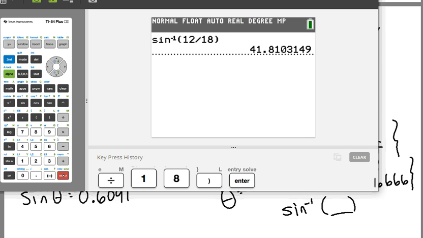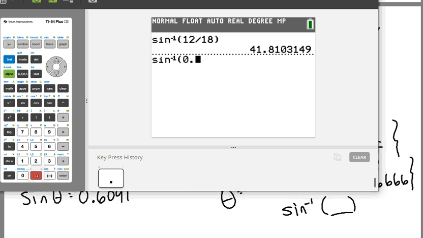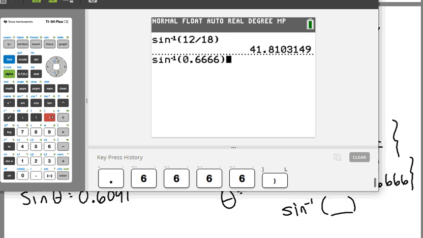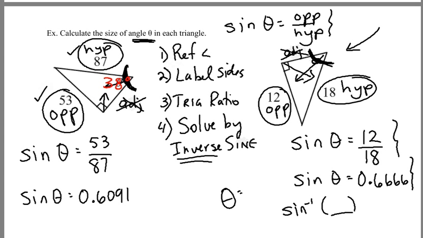So, second function sine, 12 divided by 18, close your bracket, 41.8 or a 42-degree angle. The other possibility, second sine, if you're working with the decimal, 0.6666, close your bracket, it's still a 41.8 or 42-degree angle. Theta is 42 degrees. So, sine, get these steps down pat.